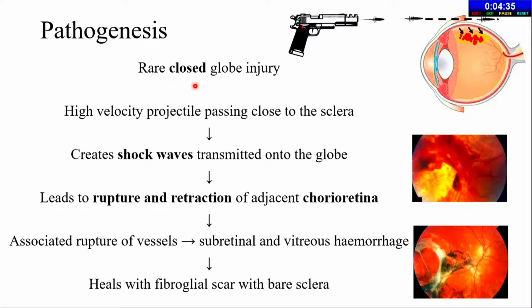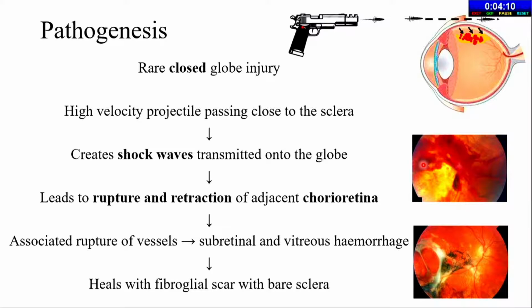Now let us understand the pathogenesis of chorioretinitis sclopetaria. It is a rare closed globe injury. Remember, though it is caused by a bullet, there is no component of open globe injury in chorioretinitis sclopetaria, and it is a closed globe injury. As you can see in this picture, when a high velocity projectile passes close to the sclera, it creates shock waves which are transmitted onto the globe. This leads to rupture and retraction of adjacent chorioretina.